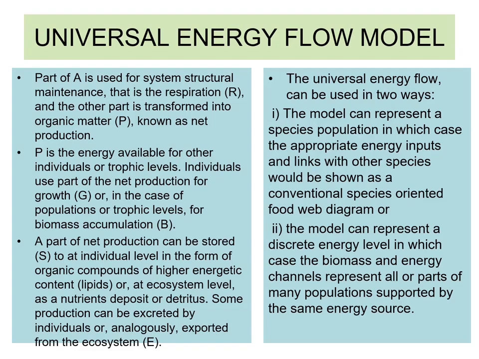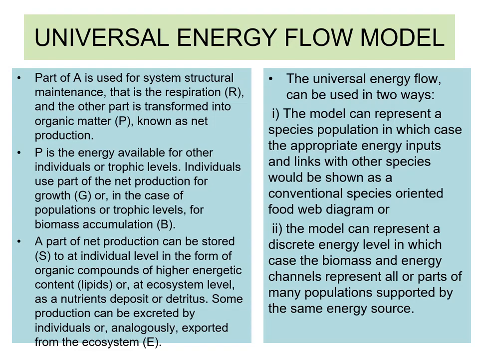accumulation. The part of the net production can be stored at individual level in the form of organic compounds of higher energetic content, maybe the lipids or the proteins, and at the ecosystem level as nutrient deposit or detritus. Some production can be excreted by the individual and exported from the ecosystem.